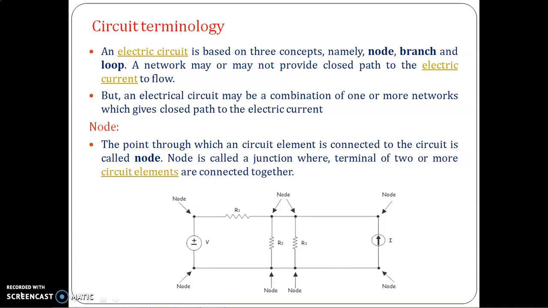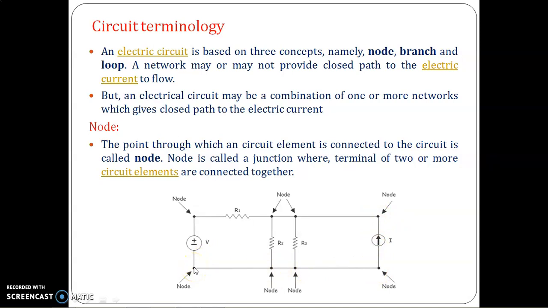The next definition is node. A node is nothing but the point through which a circuit element is connected to the circuit. That is, two or more elements connected to a particular point is called a node. See this circuit here. Every node is represented by a dot. Here the voltage source as well as the resistance R1 is connected by means of this node. See here, R1 and R2 are connected by means of a node here. How many nodes are there? 1, 2, 3, 4, 5, 6, 7, 8. Totally 8 nodes are present.